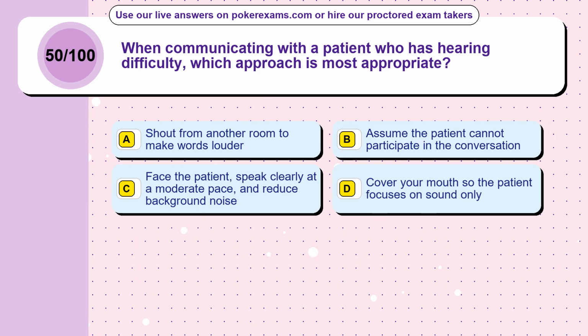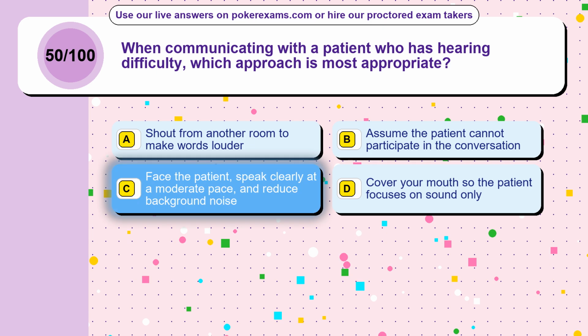Question 50. When communicating with a patient who has hearing difficulty, which approach is most appropriate? Option A. Shout from another room to make words louder. Option B. Assume the patient cannot participate in the conversation. Option C. Face the patient, speak clearly at a moderate pace, and reduce background noise. Option D. Cover your mouth so the patient focuses on sound only.